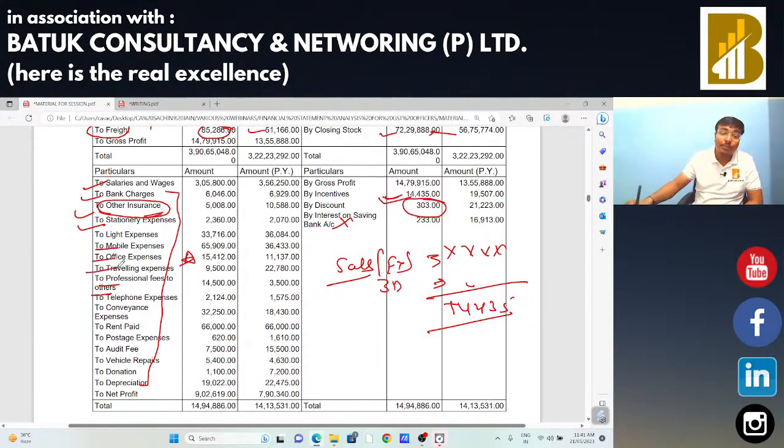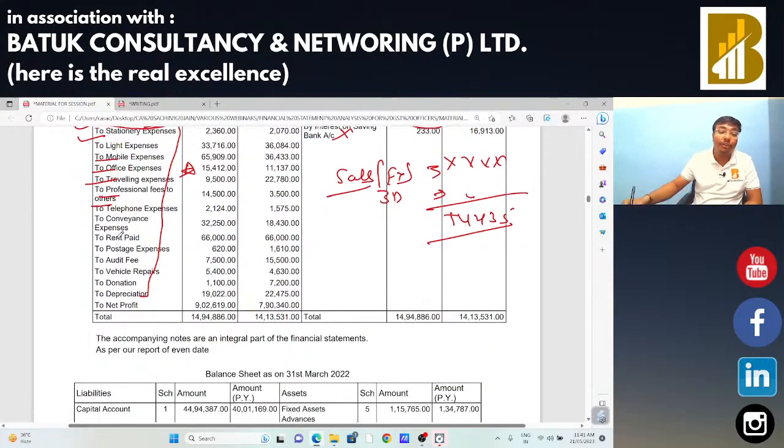Mobile expenditure, office expenditure, traveling expenditure, telephone, conveyance, rent paid, postage, audit fees. You also need to demand the ledger of audit fees. कई बार audit fees में भी legal expenditure को club कर देते हैं, so we need to check the same. Vehicle repair, sir, input tax credit on account of repairing of vehicles is not allowed it. So you need to check that on that particular part, input tax credit is claimed or not. Okay, you need to demand the ledger and you need to check the input is claimed or not.